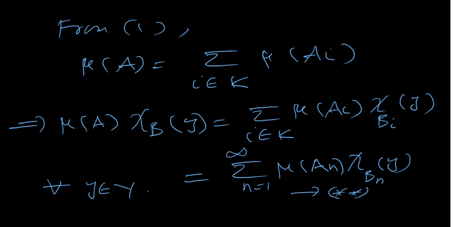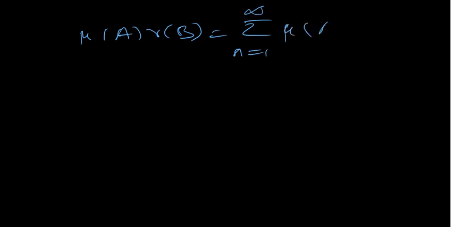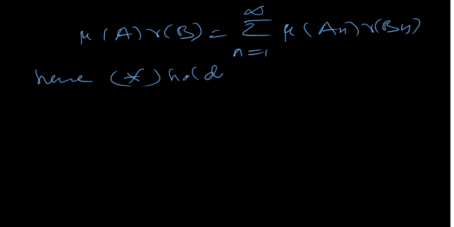So by simply integrating double star we get mu of A into nu of B is equal to the summation n runs from 1 to infinity of mu of A n into nu of B n, and hence star holds.